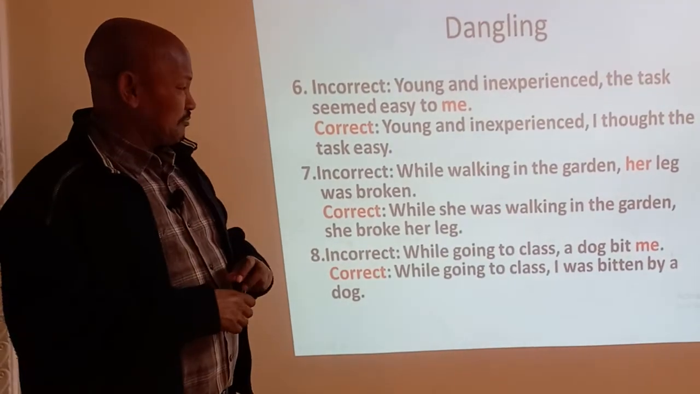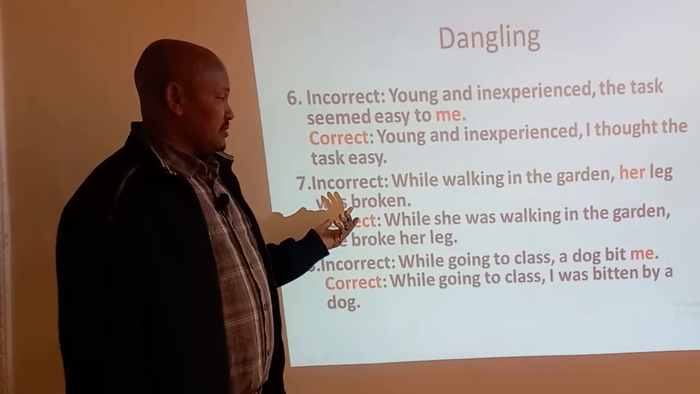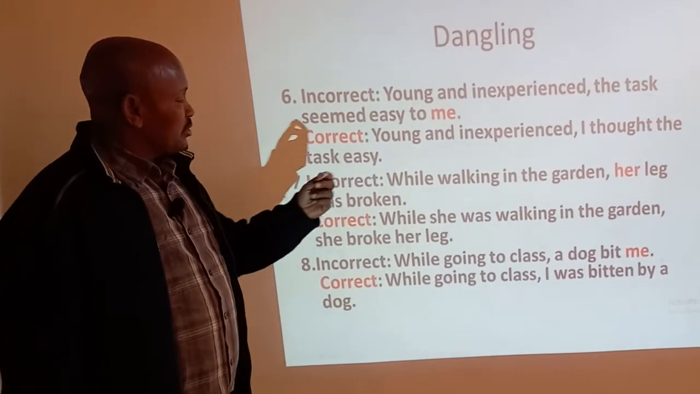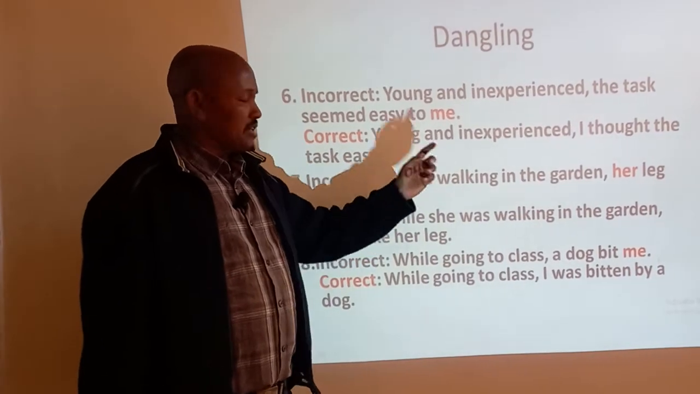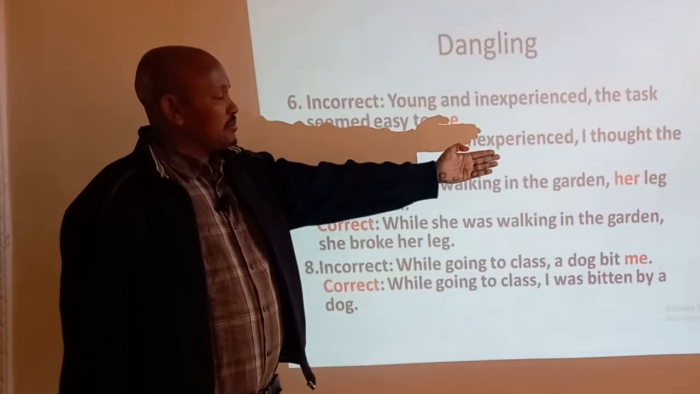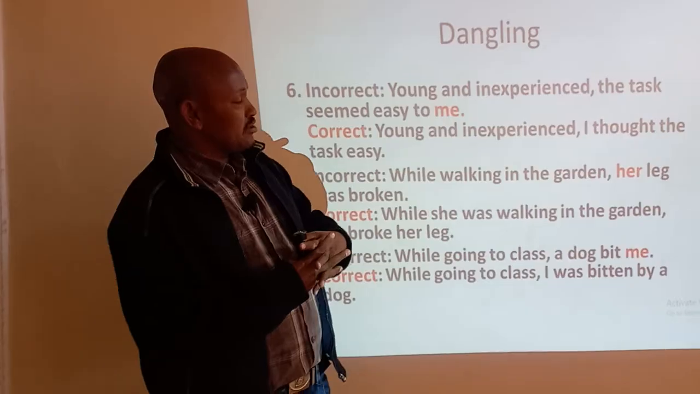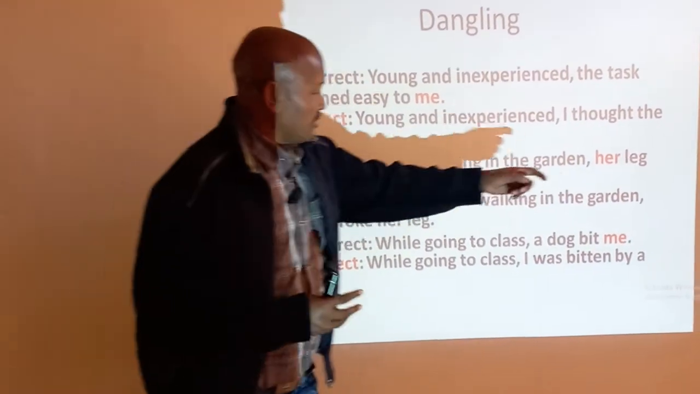Number 7. While working in the garden, her leg was broken. What does this mean? This is also participle adjectives. While working, participle adjectives. And there is a dependent subject here, her. So the problem, or the dangling, is she. There is a clue here, her.